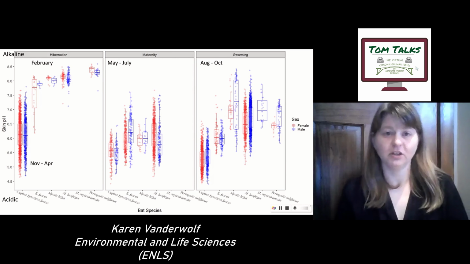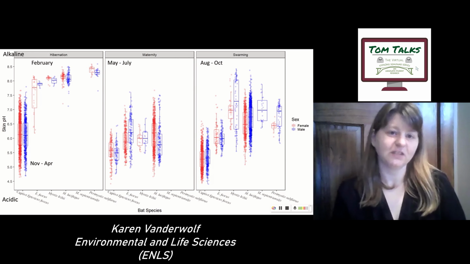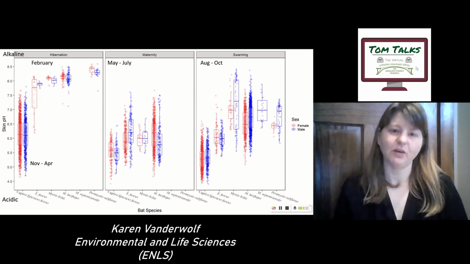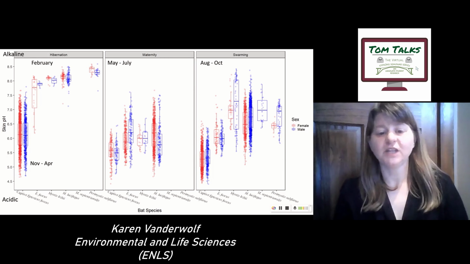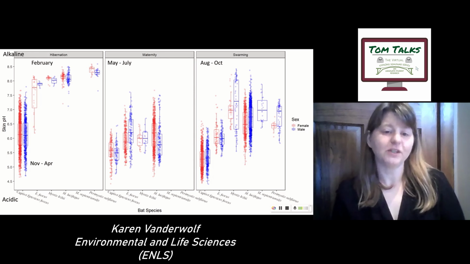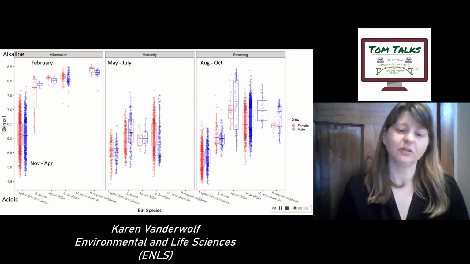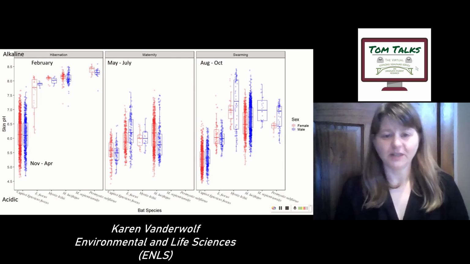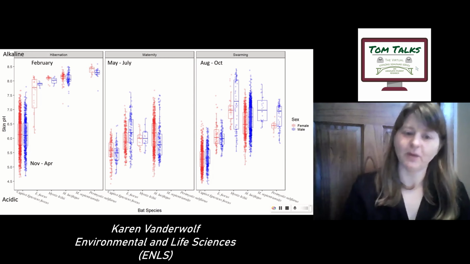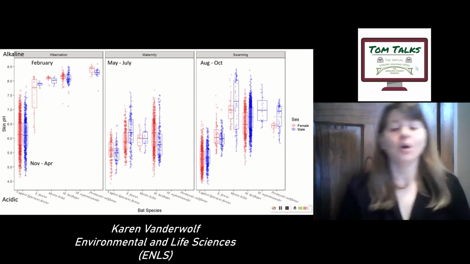During maternity season, so this is from May to July, when the pups are born and raised by the females, skin pH goes down for all species compared to the winter. So they're more acidic in the summer than during the winter. Again, there is variation among the bat species that I measured, and the big brown bats, particularly the captive big brown bats of Eptesicus fuscus, were more acidic.